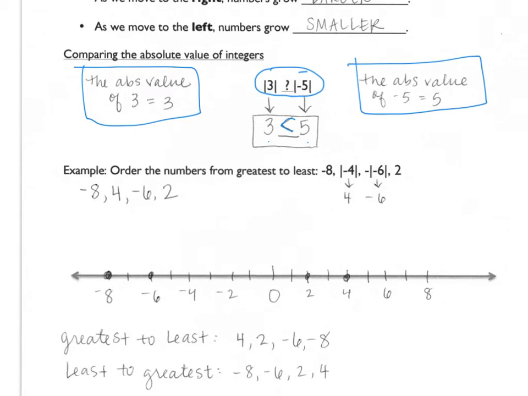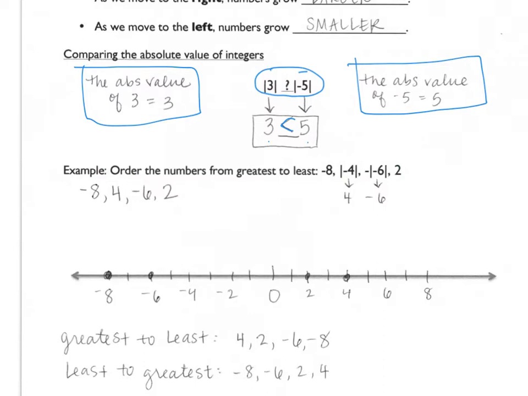Now let's take a look at another example. Ordering the numbers from greatest to least. And we're looking at these numbers right here. The first thing that we're going to want to do is simplify these a bit. So we're going to have -8. We're going to have the absolute value of -4 is 4. The absolute value of -6 is 6. However, remember there's a negative outside of the absolute value, so we have to bring that down as well. And then we have 2. So we're going to simplify those numbers so that we can put them on the number line.